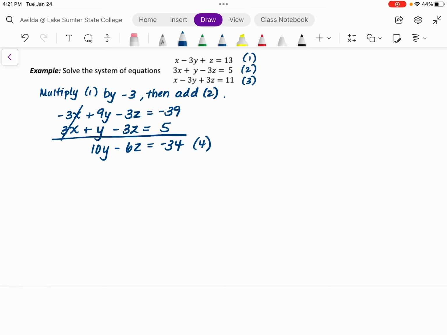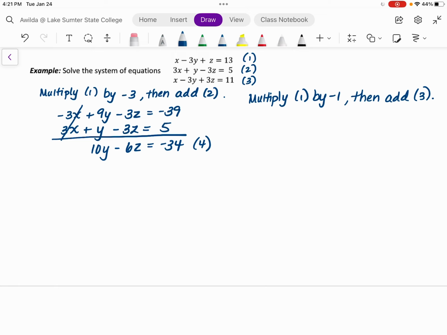Now, I have to somehow use equation 3 because it was part of the original system. I'm going to try to do something similar here where I eliminate the x variable by combining equation 3 to either a multiple of equation 1 or a multiple of equation 2. It's not going to matter. It really is a matter of preference. So, to eliminate x, I'm going to multiply equation 1 by -1. Then I'm going to add that to equation 3.